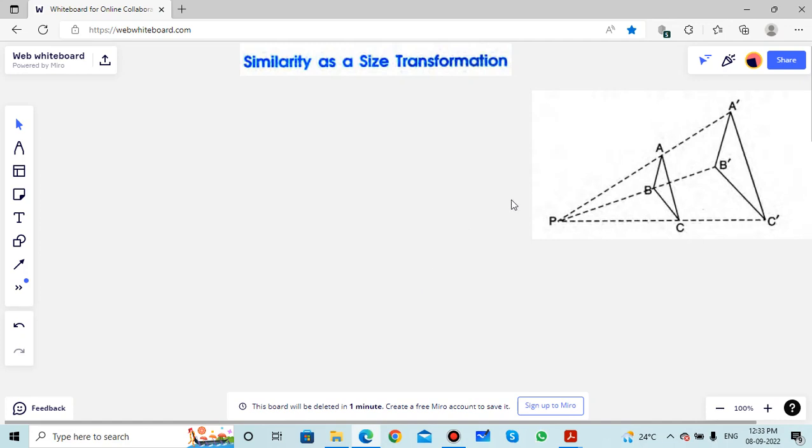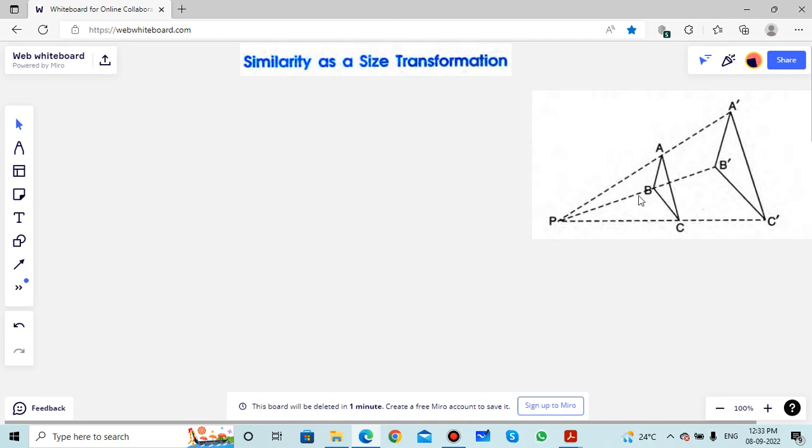Similarity as size transformation. So first let's go through this part and then I'll tell you where we apply it and how it works. You can see that there are two triangles in it.